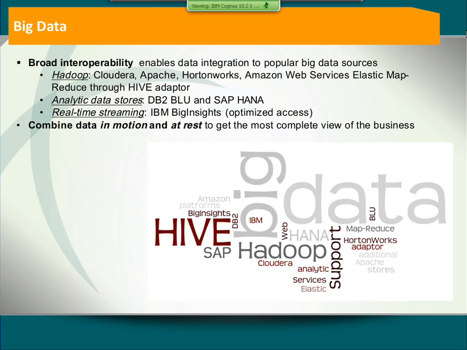We also have analytic data stores such as DB2 and SAP HANA, which are a couple of the very popular ones. With the SAP HANA, it's the JDBC connection. We also have real-time streaming, which allows you to optimize your access. And we can combine, basically, in a unique way, data in motion and at rest. So you tell us what type of data you want to access, and we're going to put you in a position to be successful.